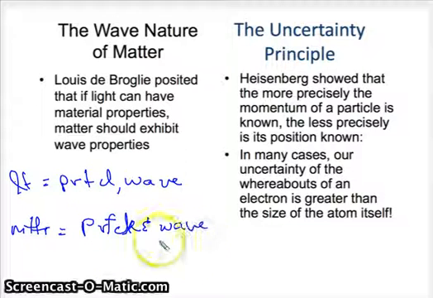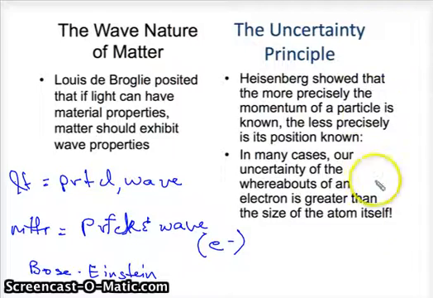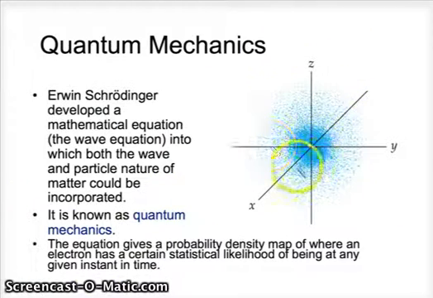We see the wave nature of electrons when we start going through quantum numbers. And we see the wave nature of matter when we look at the Bose-Einstein condensate. Okay? You start seeing matter behave like a wave instead of like a particle. Now, the uncertainty principle, this ties into the probability density maps.